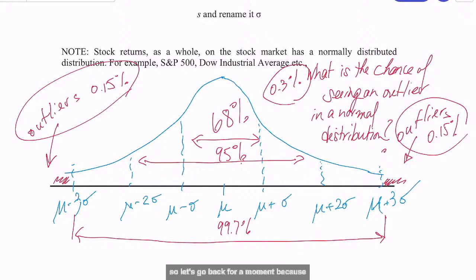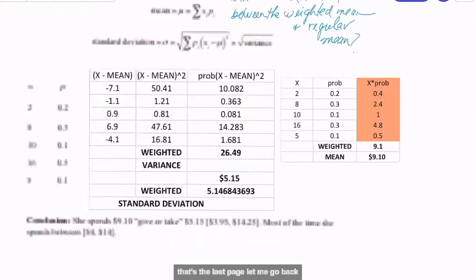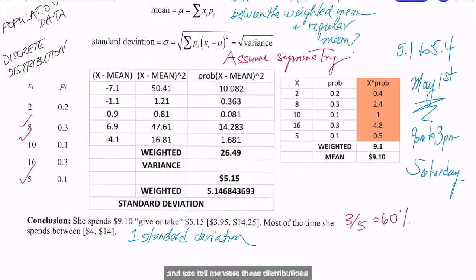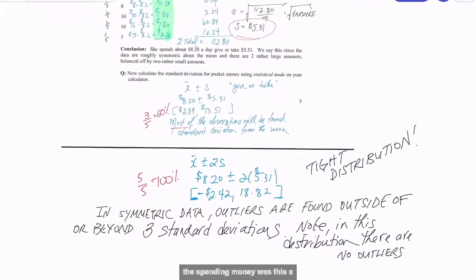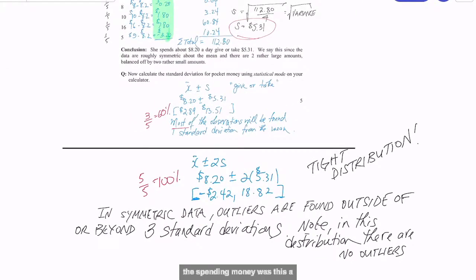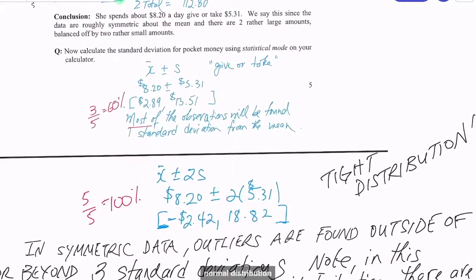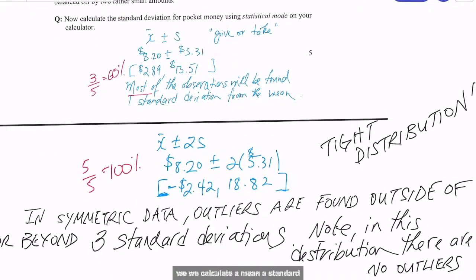So let's go back for a moment because that's the last page. Let me go back and see. Tell me, were these distributions that we looked at? So here's the example that we did with the spending money, right? The spending money. Was this a normal distribution? We calculate a mean, a standard deviation. It's a small data set, but if we tried to say, oh, it's approximately normal, would you say it's a normal distribution?